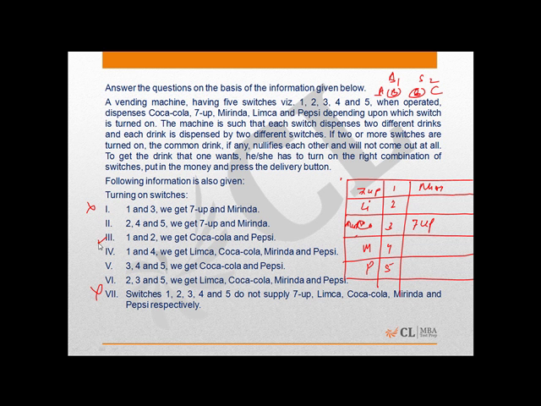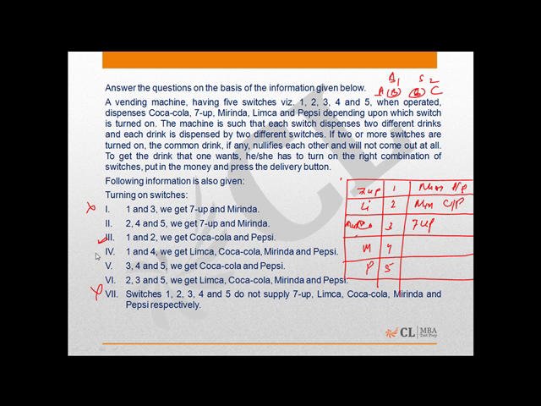Now moving to statement third, here it is given that when switches 1 and 2 are turned on, we get Coca-Cola and Pepsi. We know that switch 1 dispenses Mirinda, and it is not there when 1 and 2 are turned on, which means it gets cancelled out. So one of the cold drinks dispensed by 2 is Mirinda, and another one is one out of Coke and Pepsi. Same goes with switch 1 as well: one is Mirinda and the second one is Coke or Pepsi.